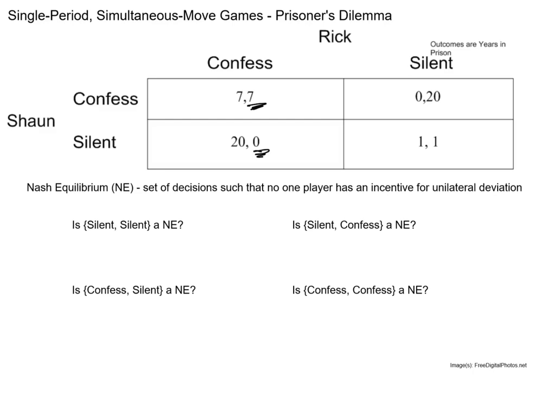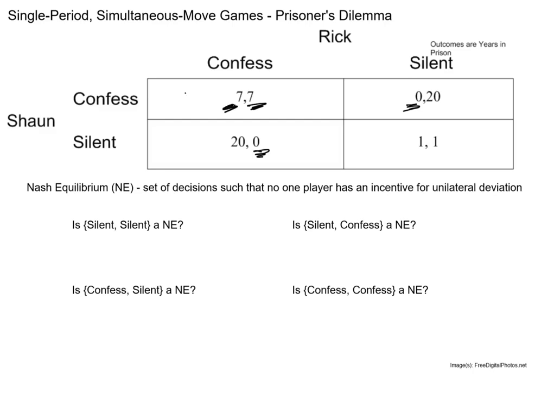How about Sean? Does Sean have a dominant strategy? If Rick is silent, Sean can remain silent, or Sean can confess. What will Sean prefer to do? If Rick confesses, what will Sean prefer to do? He could be silent or he could confess. He's going to want to confess.